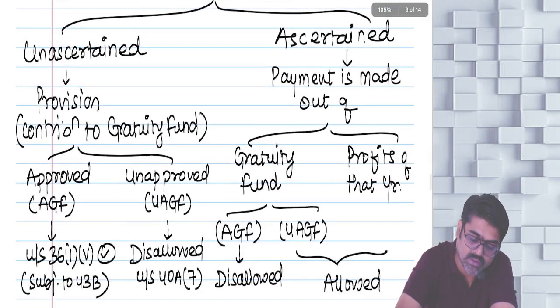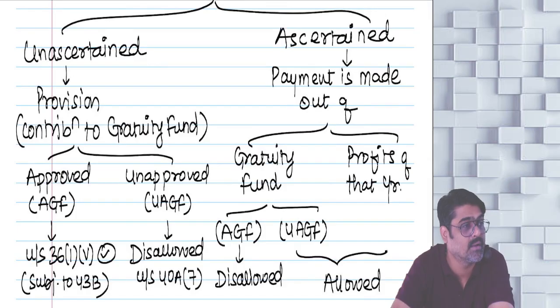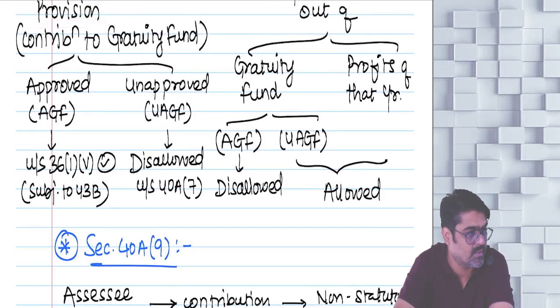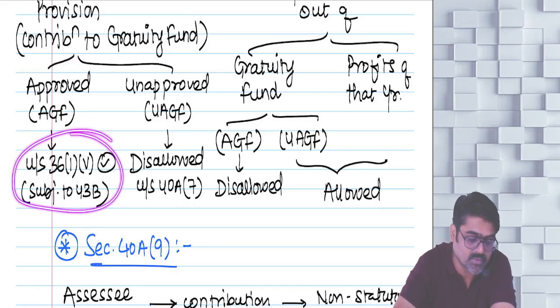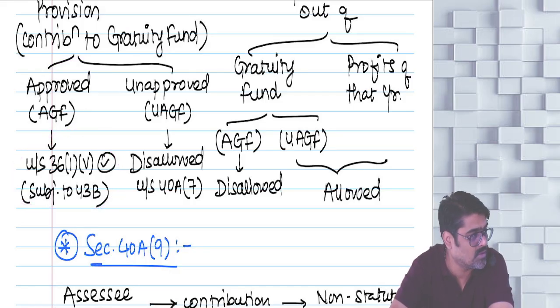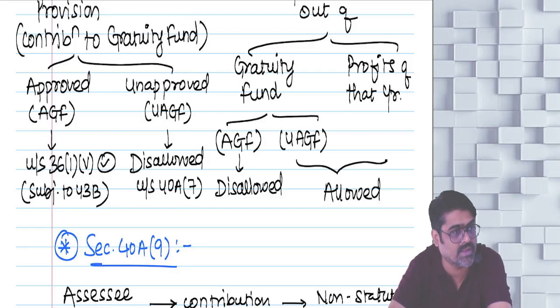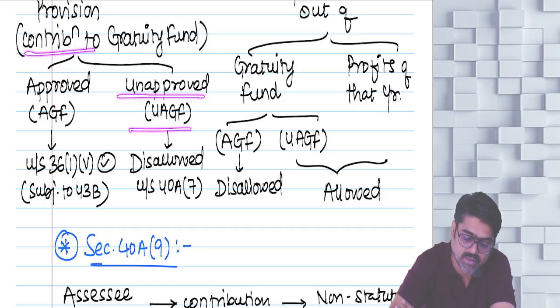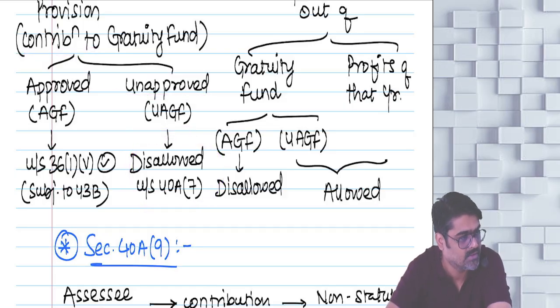Gratuity liability. If the gratuity liability is unascertained, meaning it is not known right now how much is actually to be paid, then for this unascertained gratuity liability you are going to create a provision right now. You are going to keep aside some money right now, meaning you are going to contribute to a gratuity fund. If the contribution is to the approved gratuity fund, then that contribution will be allowed under section 36(1)(v) in this year only, as a deduction, subject to 43B. If the contribution is made to an unapproved gratuity fund, then it will be disallowed as per 40A(7). Okay. Next one.